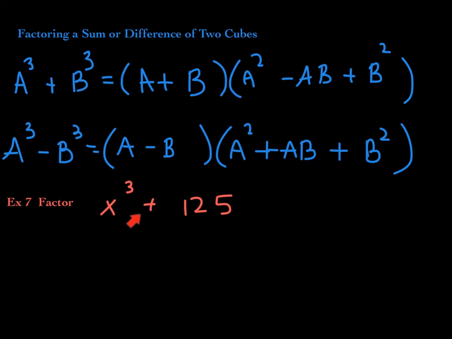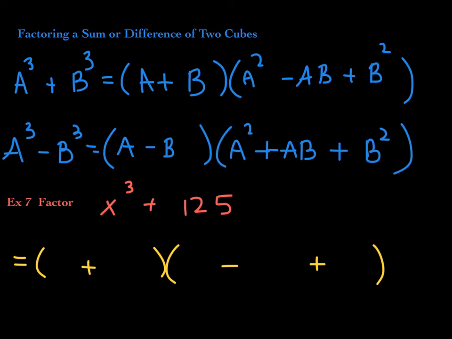It's definitely a sum. X cubed is a perfect cube, and 125 is also a perfect cube. It's 5 times 5 times 5. So I can factor this as a sum of two cubes, and this is the pattern. Let's go for it. First of all, the first factor will be a binomial. The next one will be a trinomial. I will have the same sign, opposite sign, and then always positive.